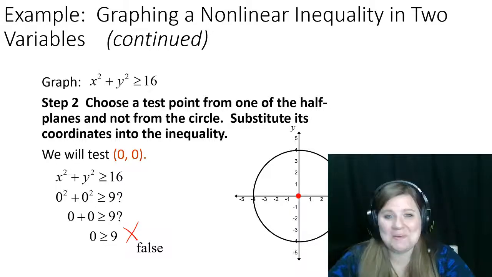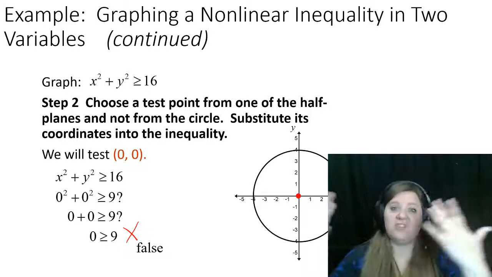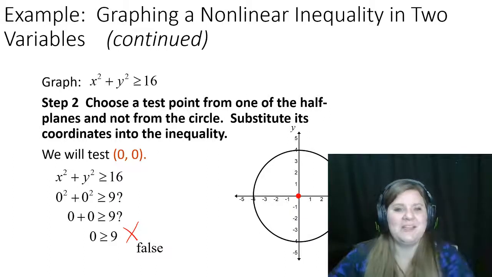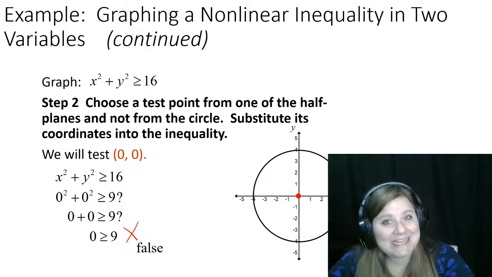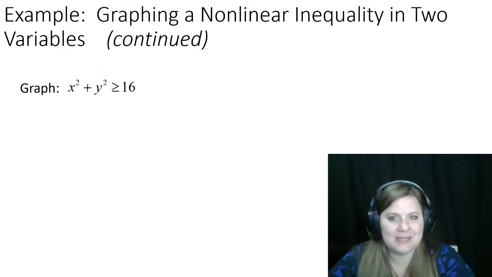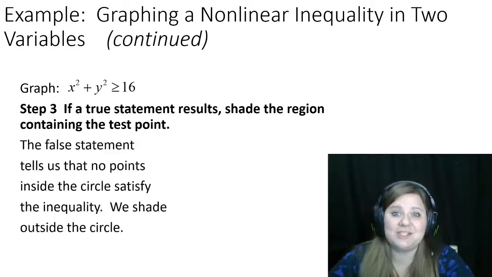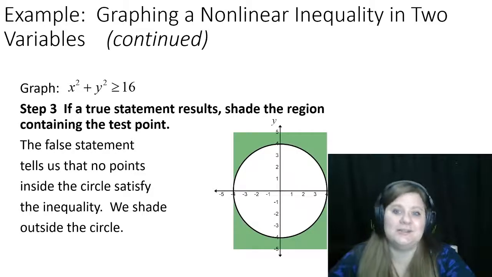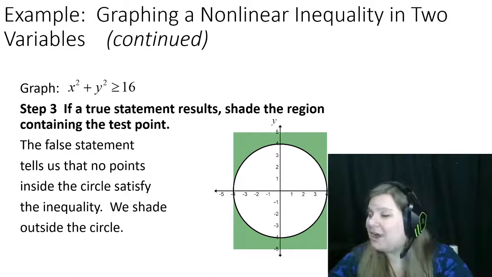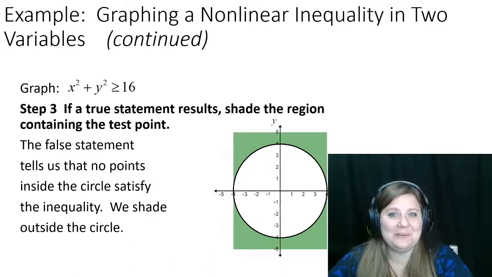Notice that when we're talking about a circle, we're talking about inside the circle or outside the circle. Since 0, 0 was inside the circle and I'm not allowed to shade there, that means that I'm going to have to shade outside of the circle. And now I've graphed this inequality.